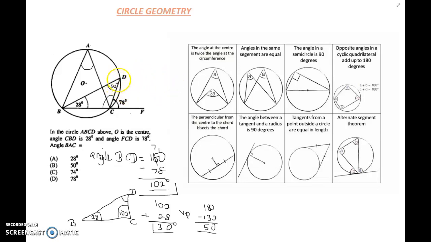This angle at the circumference here, now we want to find this angle at the circumference here. Sounds similar? We're looking at the rule, angles in the same segment are equal. So this is 50, this is also 50. So our answer here is B, right?